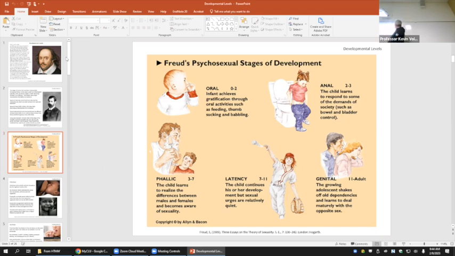And then from 11 to adulthood, this is the genital stage. The growing adolescent shakes off old dependencies and learns to deal maturely with the opposite sex.